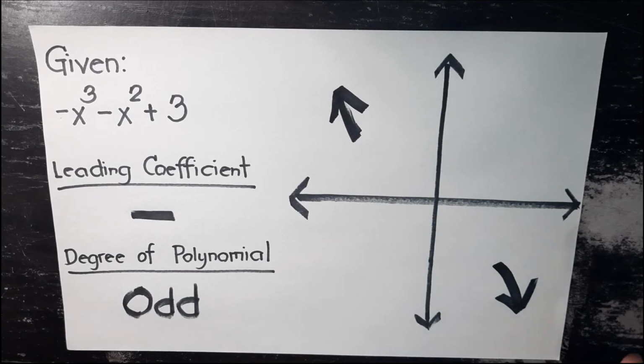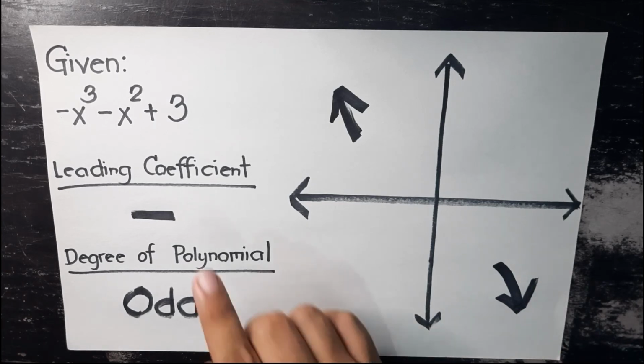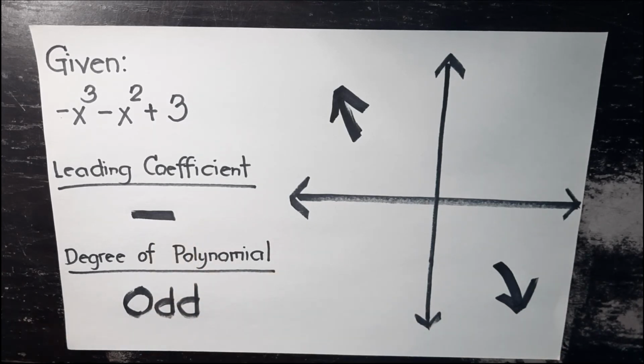Again, we don't know what's happening in the center. We're only focusing on the direction of both hands. This is our third condition: the leading coefficient is negative and the degree of the polynomial is odd. Now let's proceed to our last condition.